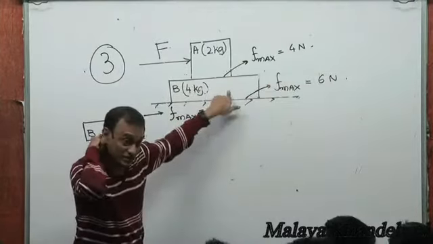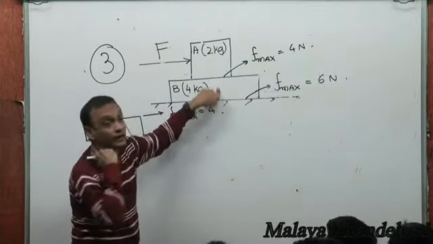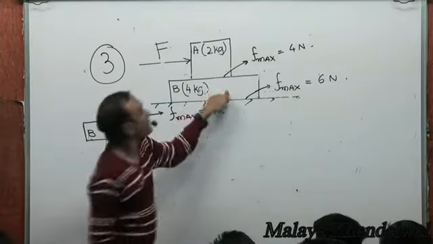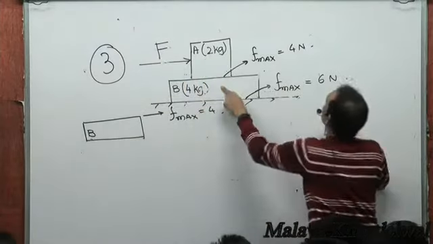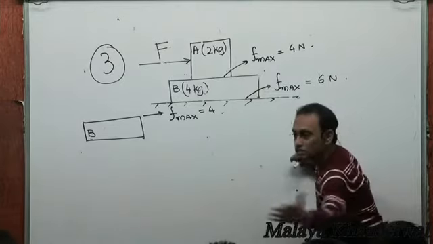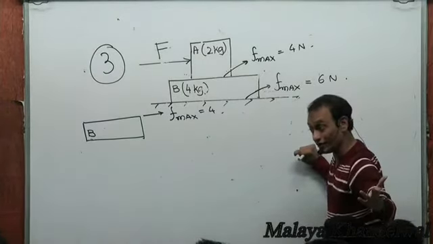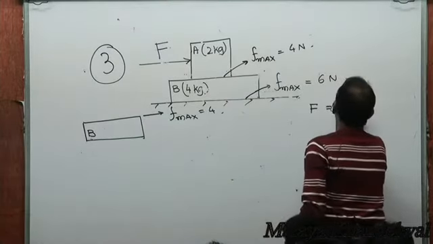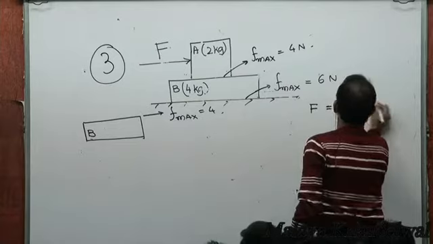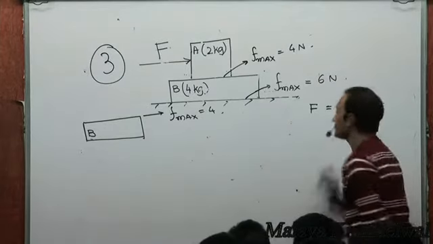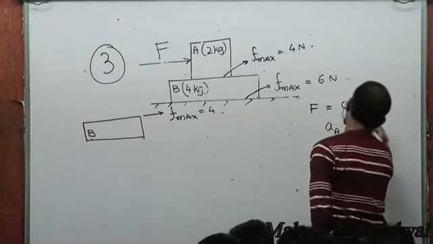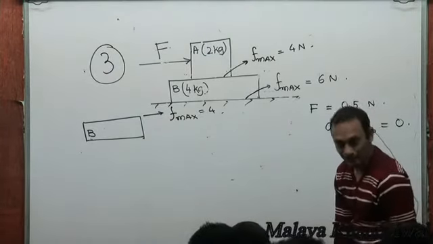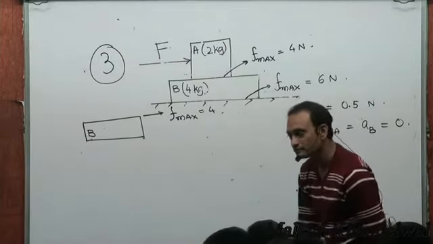If this was not fixed, then the minimum F for A to move on B wouldn't have been 4 newtons, it would have been different. But since this is a fixed surface, the minimum F that you must apply on A so that A could move rightwards is 4 newtons, right? So if you applied a force F equal to 0.5 newtons, what would be the acceleration of A? 0. Acceleration of B anyways is always 0 for this situation, right? Confused? No?